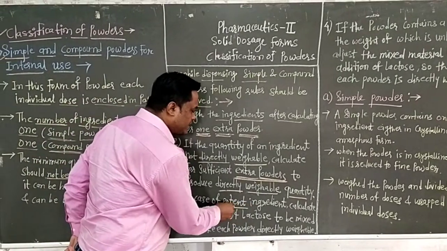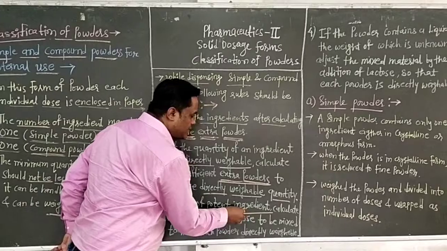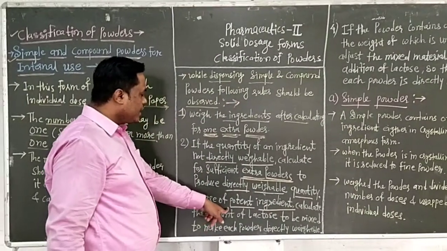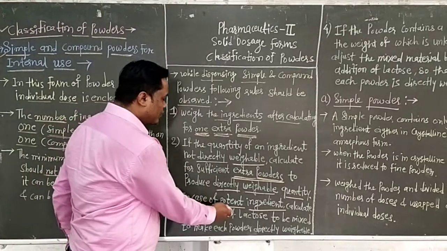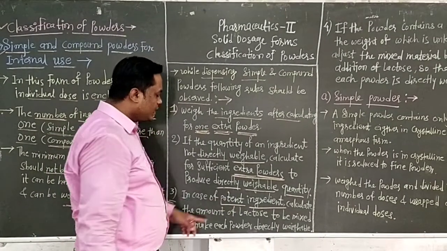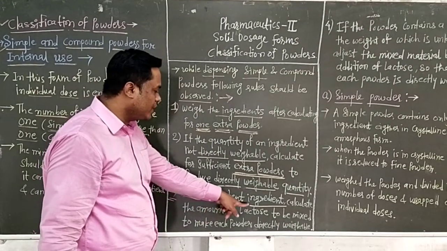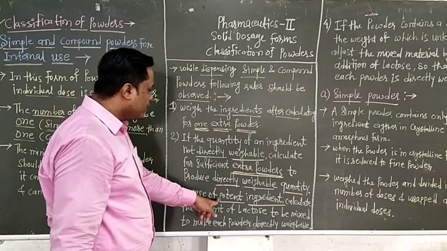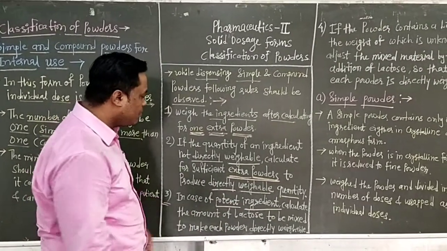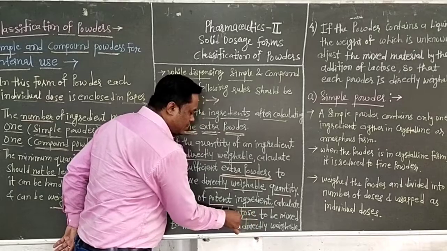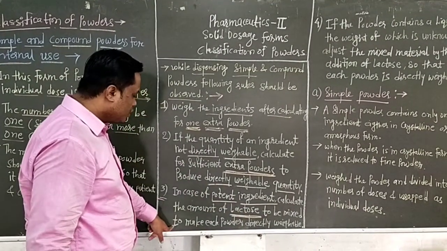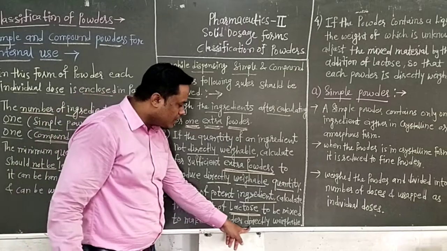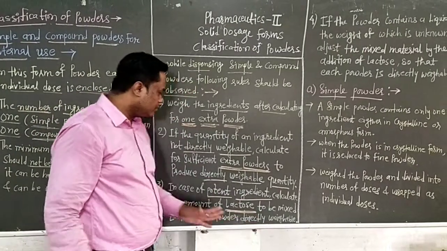Potent ingredient means the drug is present in a small quantity and gives the desired pharmacological action, means a very small amount of drug is present. That is called a potent ingredient. Therefore, in this case, calculate the amount of lactose, which is a pharmaceutical aid or inert material, to be mixed to make each powder directly weighable.